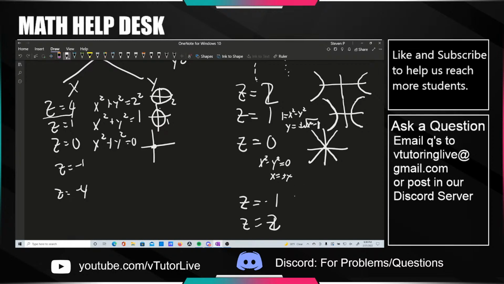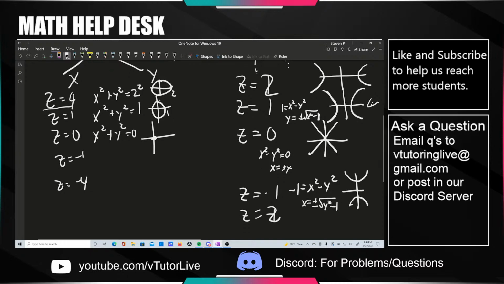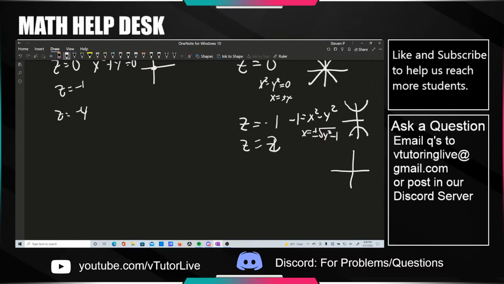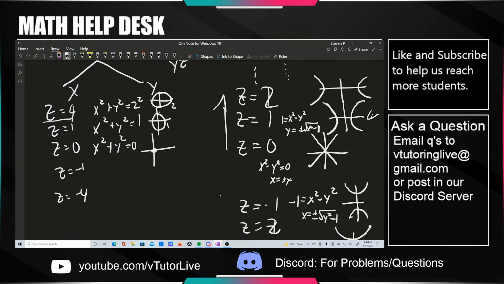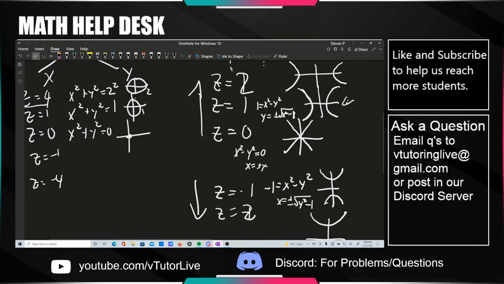for now it's -1 is equal to x squared minus y squared. So that turns into x is equal to plus or minus the square root of y squared minus 1, which is going to be very similar to what we have over here, except it's going to be rotated. So you can see that you have a somewhat symmetrical behavior between z going in the positive direction and z going in the negative direction. It's just kind of like a rotated behavior.